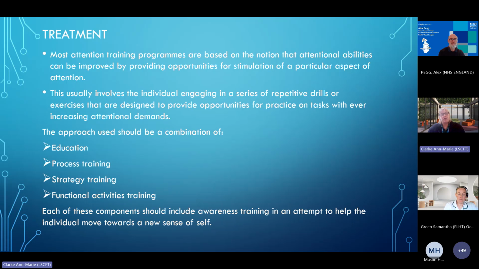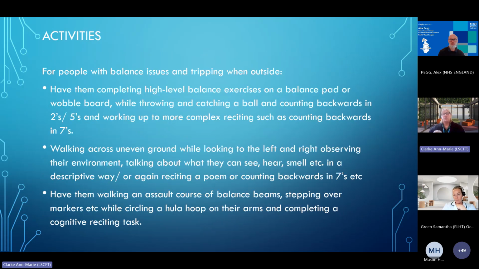So we should be looking, from an approach point of view, at combining education, process skills training, strategy training to help them manage, but also functional activities training. And hopefully each of these components should include awareness training, in an attempt to help the individual move towards a new sense of self, so they understand what is causing the increase in symptoms that they're getting. So what sort of things can we be getting people to do to look at those really high level attention difficulties?